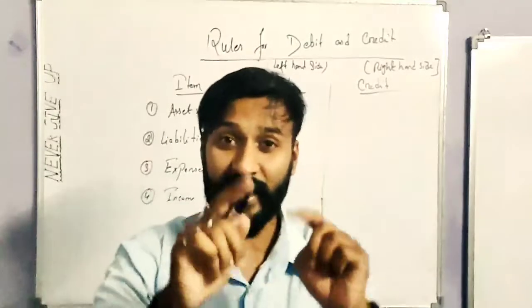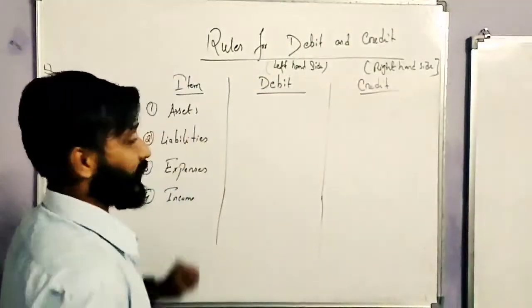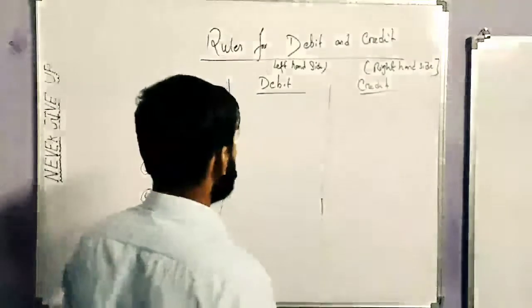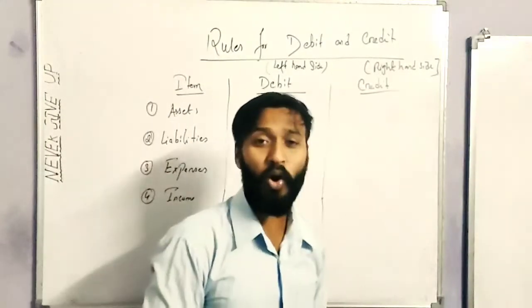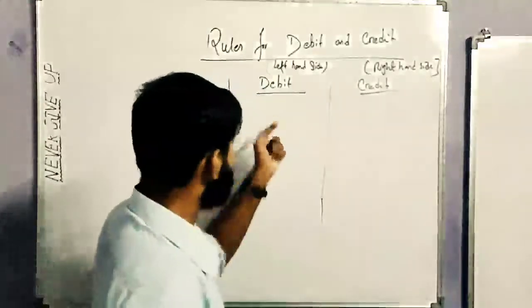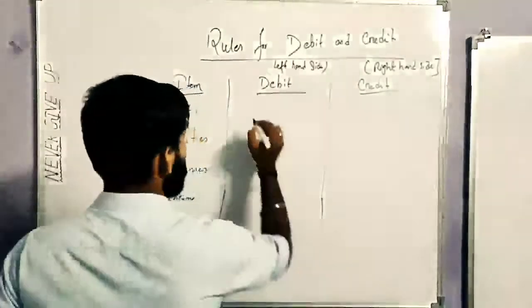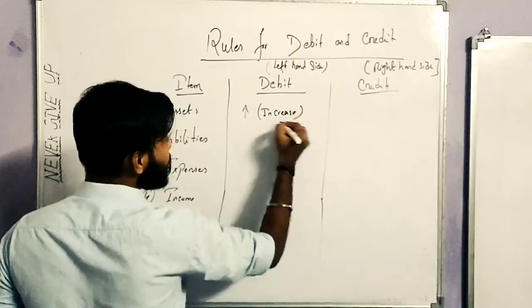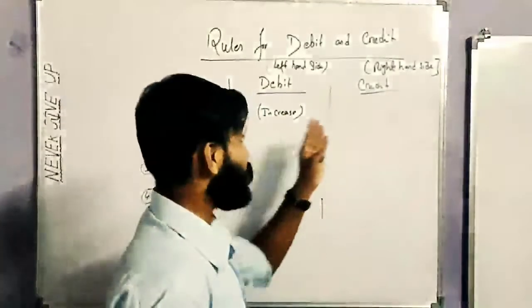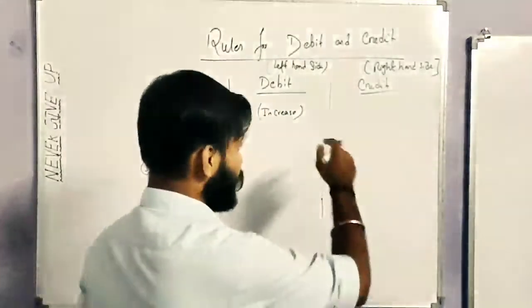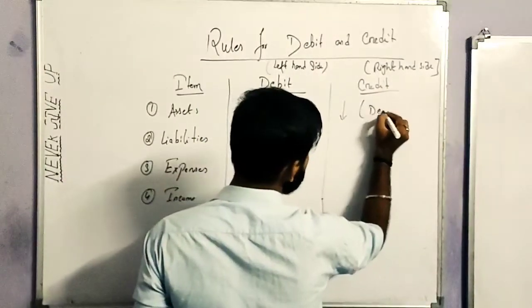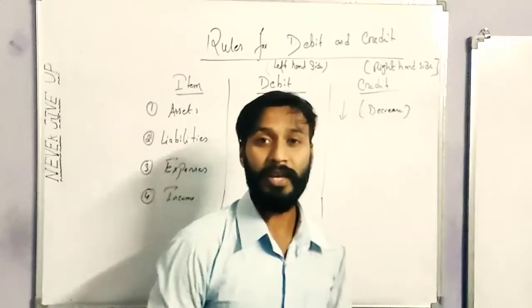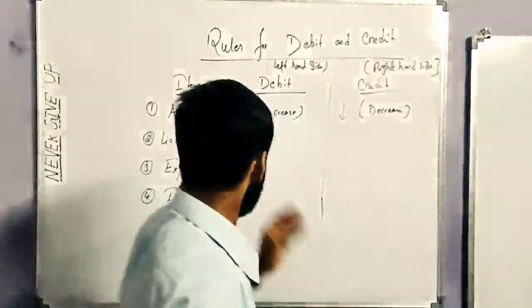Now, what is the rule of assets in debit and credit? Asset items are land, building, goodwill, sundry debtors, bills receivable. These are assets. If you record any asset item in the debit side, that is the left hand side, it will always increase. If you record any asset item in the credit side, it will always decrease. The upward arrow indicates increase, the downward arrow indicates decrease. Next comes the liabilities.